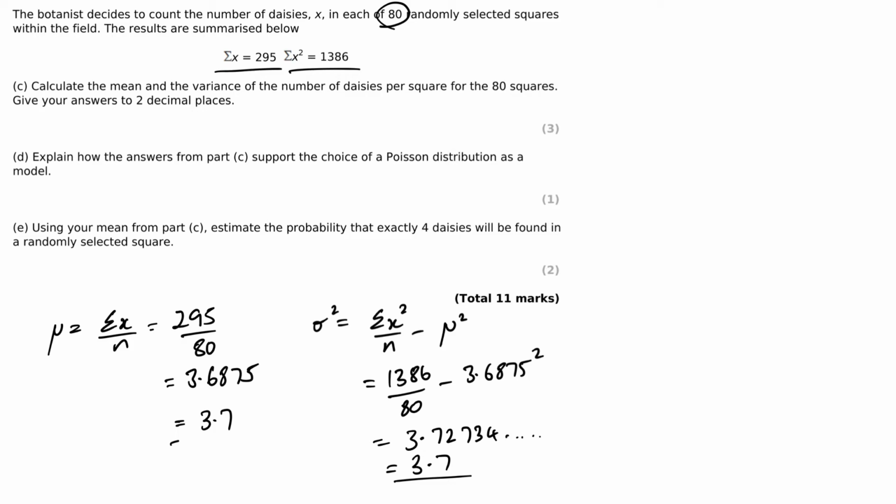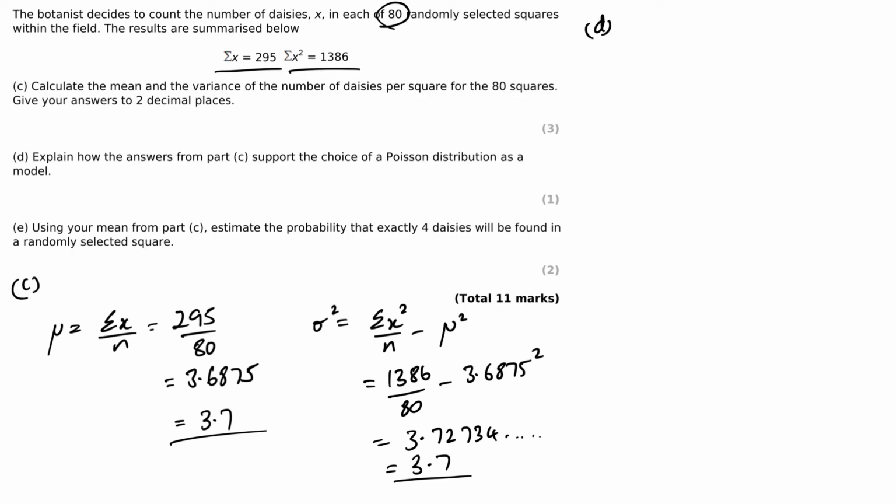Now looking at these, they both round to the same value to one decimal place, don't they? If I round the mean to one decimal place, I get 3.7. If I round the variance to one decimal place, I get 3.7. So that's a suitable place to leave it. I could have left it as 2 decimal places and then compared. Now that was obviously part C.